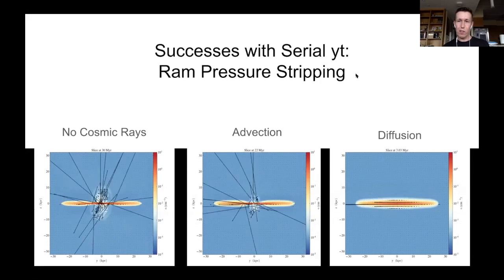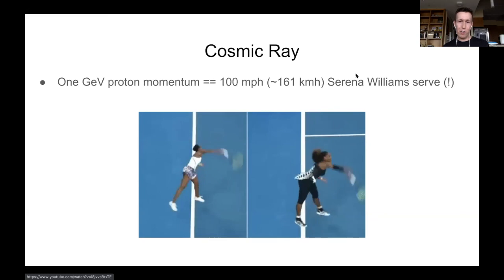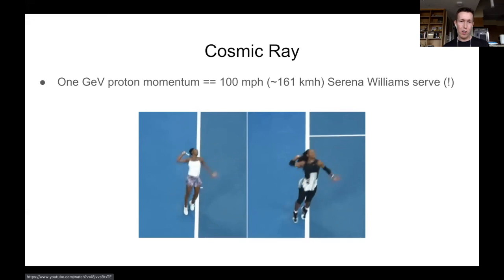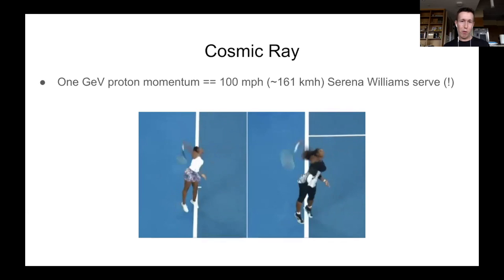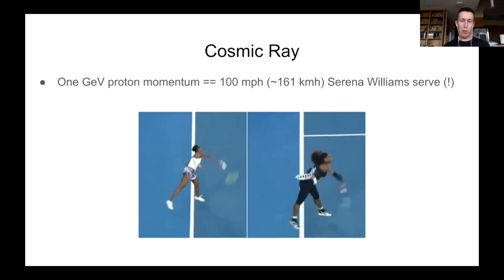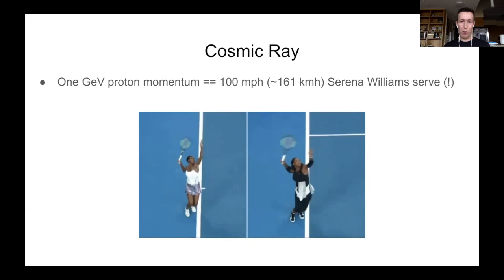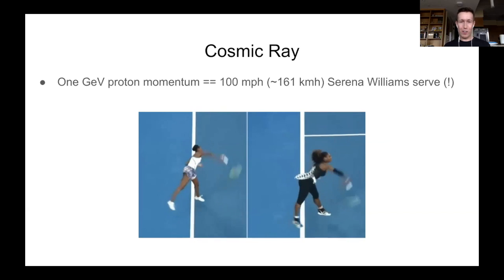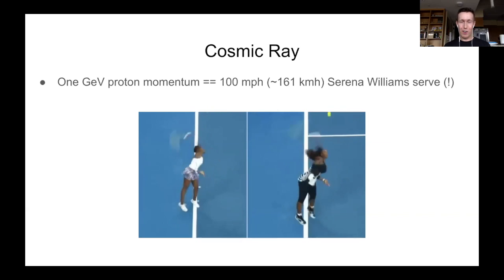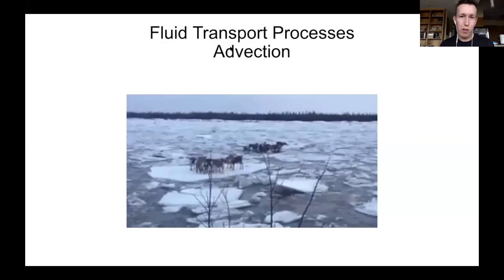Let's see if I can get this to the next slide. Oh. So what are cosmic rays? Cosmic rays are these really high energy particles. And a fun fact is that a single cosmic ray proton, if it were to hit you and deliver all of its momentum to your body, you'd feel the same force as a 100 mph serve by Serena Williams. So thankfully, cosmic rays don't typically directly interact with us, or we'd be constantly buffeted around. Let's see if I can go backwards.